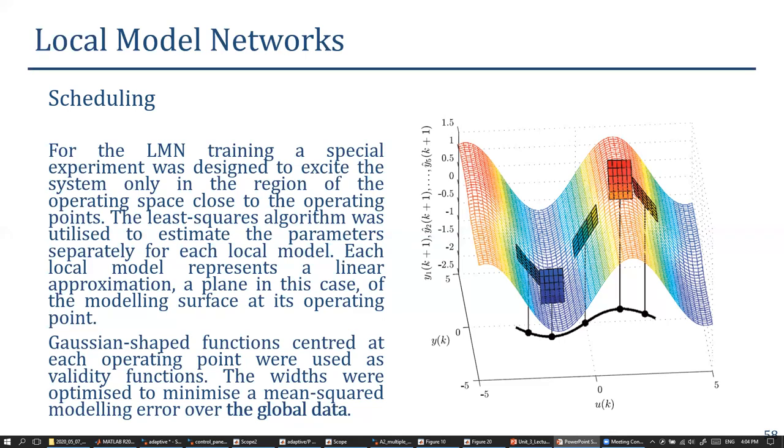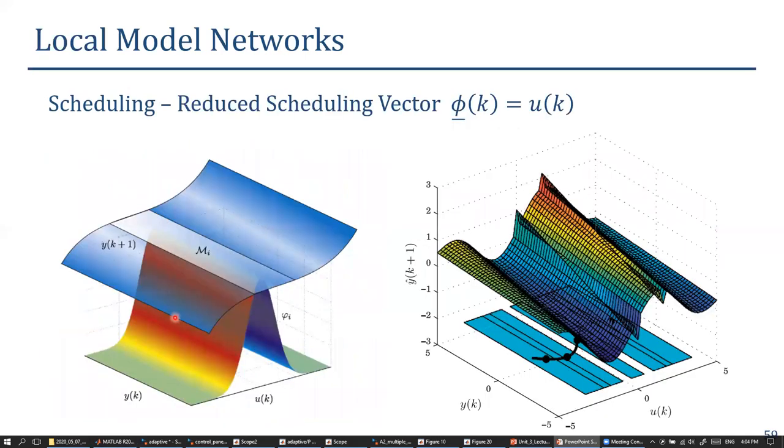Now, what we can do is choose a Gaussian shaped function. If you choose a Gaussian shaped function, we can choose a function like that, so that it has the Gaussian shape in one dimension and it is constant in the other dimension. And this is called the choice of the scheduling vector or the scheduling variable. So now the scheduling variable in our case is denoted with phi.